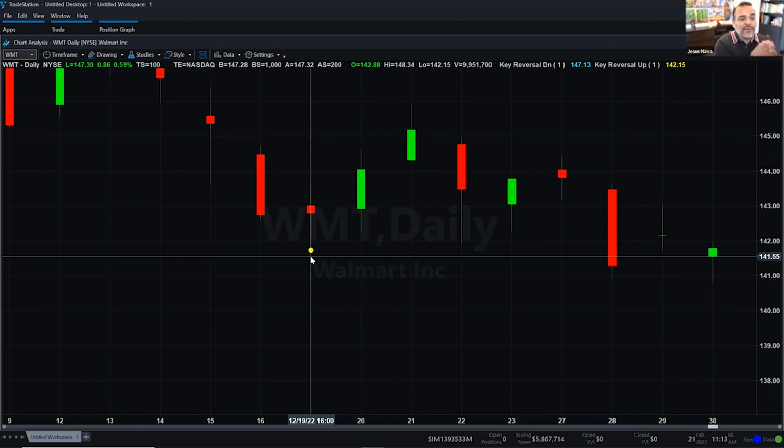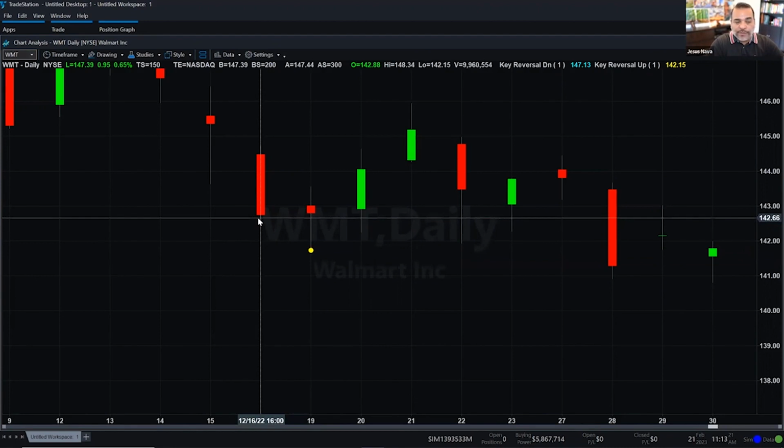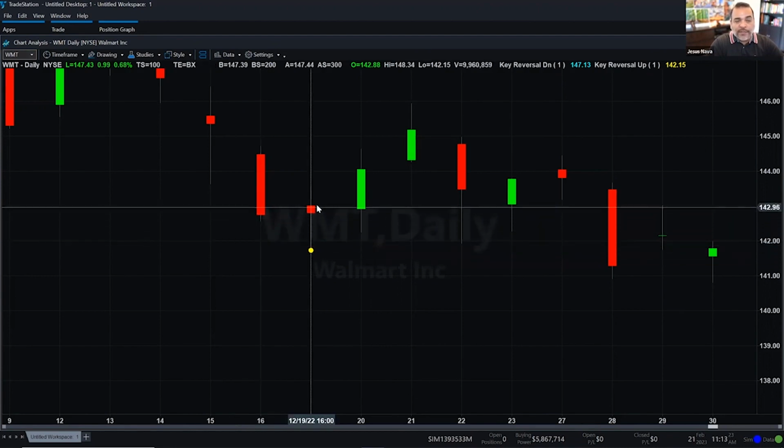It's a key reversal up, meaning that there's a representation of the price coming down. So we see a low lower than the previous low, but all of a sudden the closing price of that candle closes higher than the close of the prior bar. So it seems like the price is reversing.